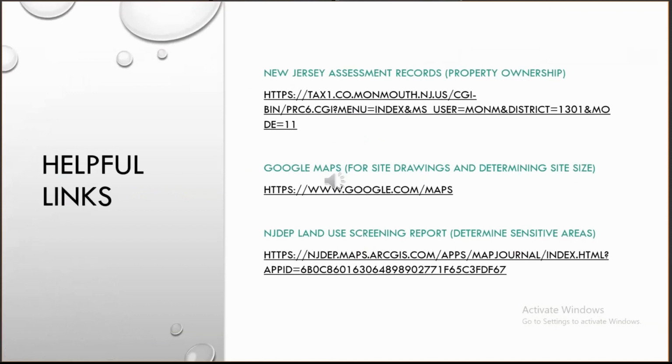Now here are some helpful links. Here are the links that I mentioned in this presentation. The first one is for the property ownership. The second is Google Maps. And the third one I didn't discuss, but if you have someone in your office who is a little bit savvy with the GIS system, you can actually pre-screen your TDMA area to see if there are any obvious environmentally sensitive areas in there. I just provided that in case you'd like to use it.